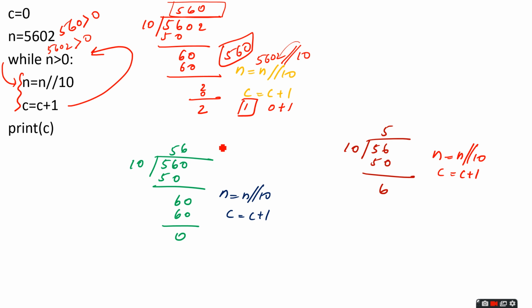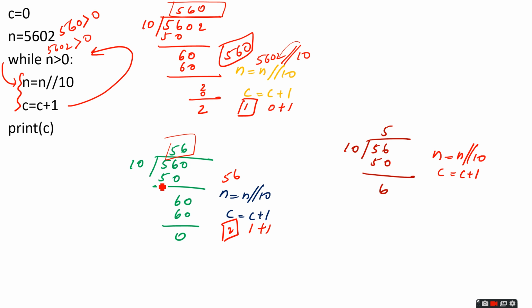n equal to n floor division 10. Now the value of n, 560, is divided by 10. The quotient is 56. So the division is possible. Count equal to count plus 1. Before it is 1, 1 plus 1, it is 2.